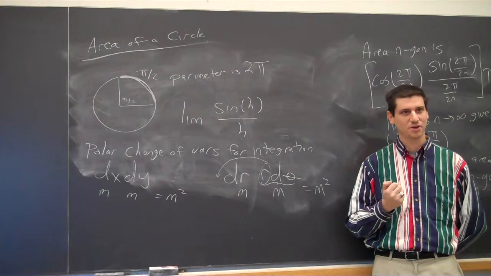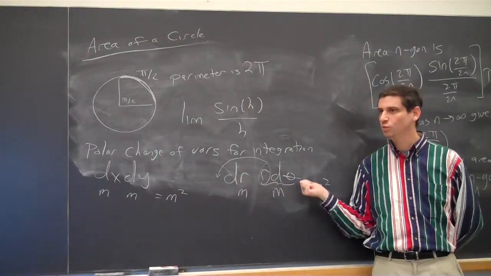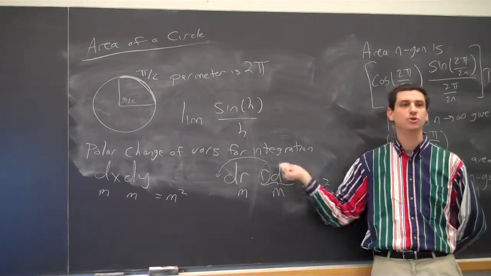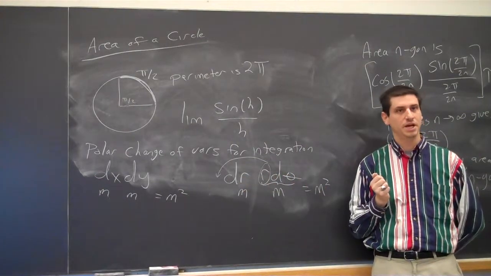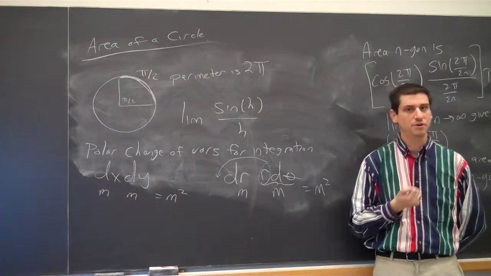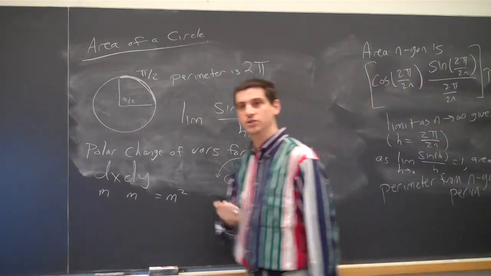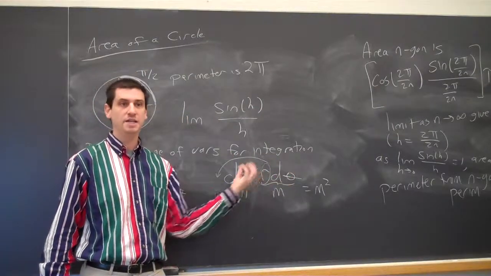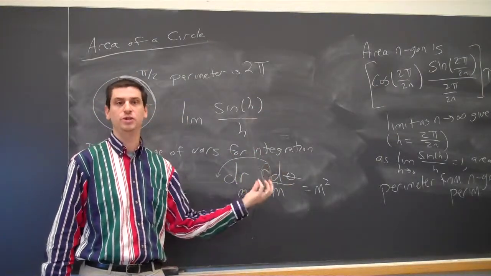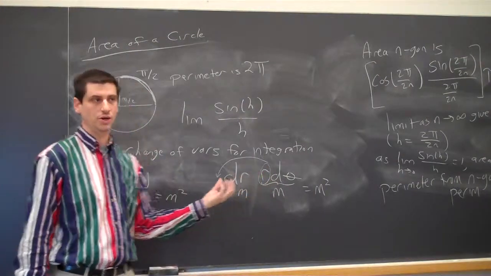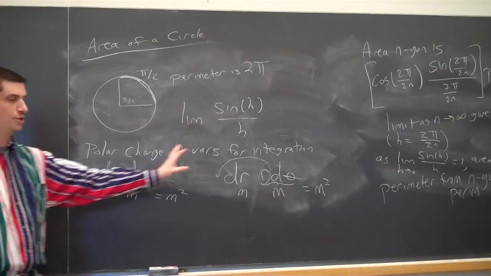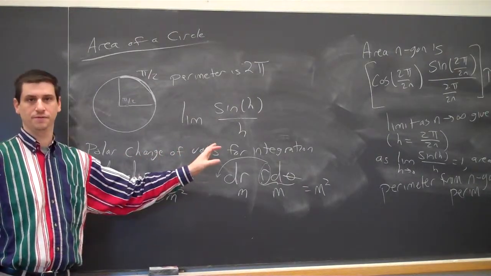Okay? I like to write it at least once as dr times r d theta to remind you where the r is coming from. Think of it as the conversion rate. I'm converting from Cartesian coordinates to polar coordinates. This is the cost. Okay? I need to measure the theta in the right units. Any questions so far on the motivation and what we're going for?